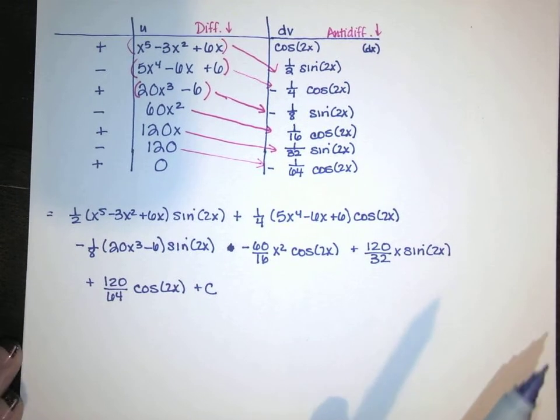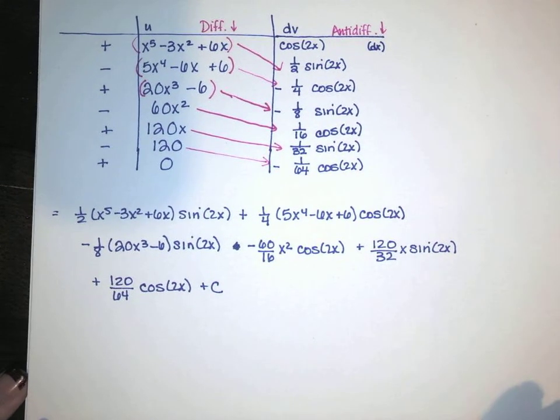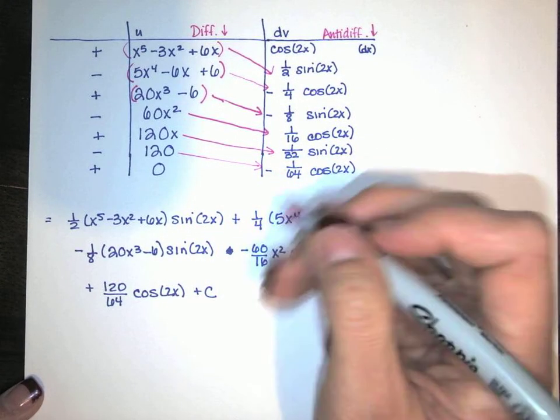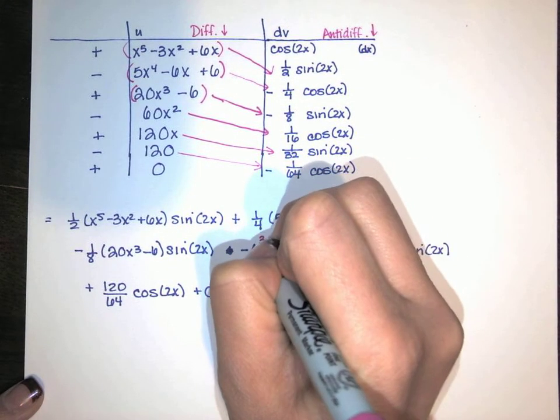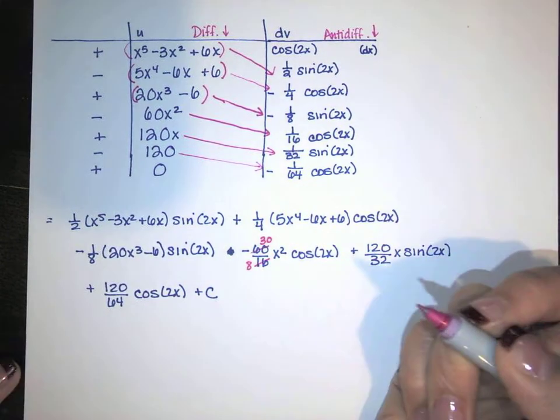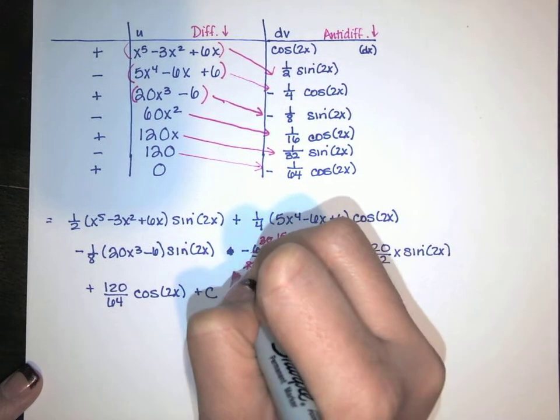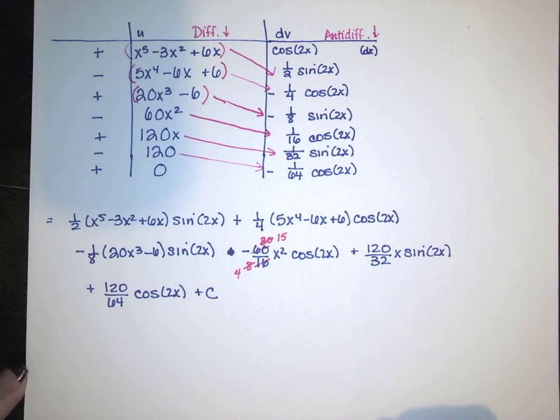So this is our answer. It's not simplified. Clearly, 60 can be divided by 2. We get 30. 16 divided by 2 is 8. 30 divided by 2 is 15. And 8 divided by 2 is 4. So that should be 15 over 4.